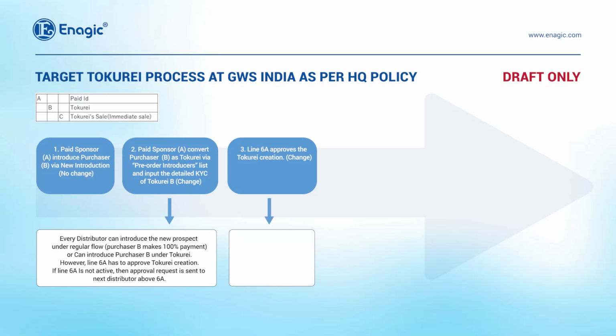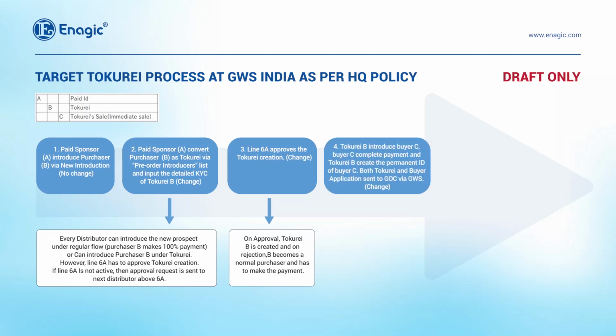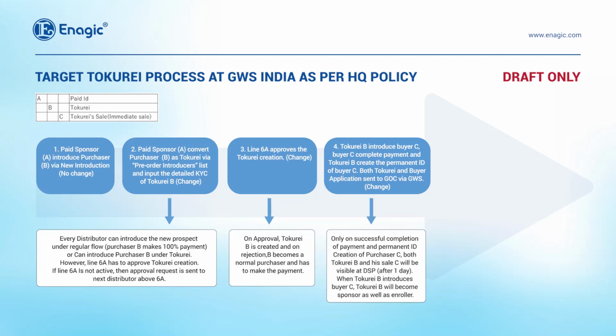On approval, Tokure B is created, and on rejection, B becomes a normal purchaser and has to make the payment. 4. Tokure B introduces buyer C. Buyer C completes payment and Tokure B creates the permanent ID of buyer C. Both Tokure and buyer application are sent to GOC via GWS only on successful completion of payment and permanent ID creation of purchaser C. Both Tokure B and his sale C will be visible at DSP after 1 day. When Tokure B introduces buyer C, Tokure B will become sponsor as well as enroller.